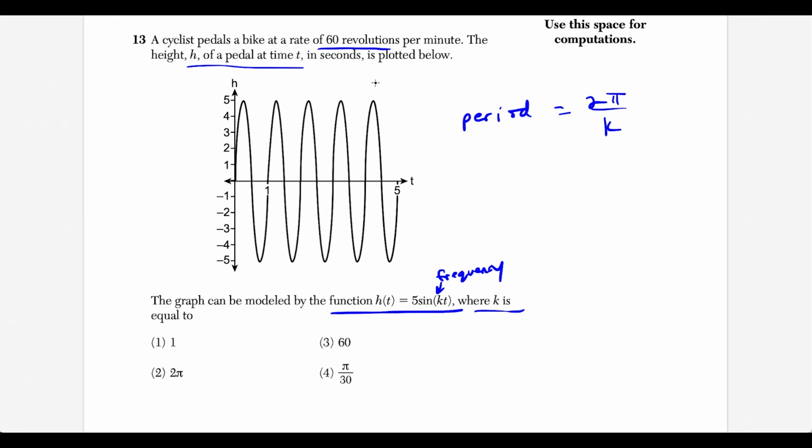And what I could do here is, if I want to find the period of the graph, that represents the amount of time it takes to complete one cycle. So if I trace this graph here, notice I'm going up, I go down, and then I complete a full cycle here. It takes me a distance of 1 to complete a full cycle. So that tells me that I have 1 equals 2 pi divided by k. And if I want to solve for k, just cross multiply. I have k times 1 equals 2 pi times 1. K is equal to 2 pi. So this is going to match choice 2.